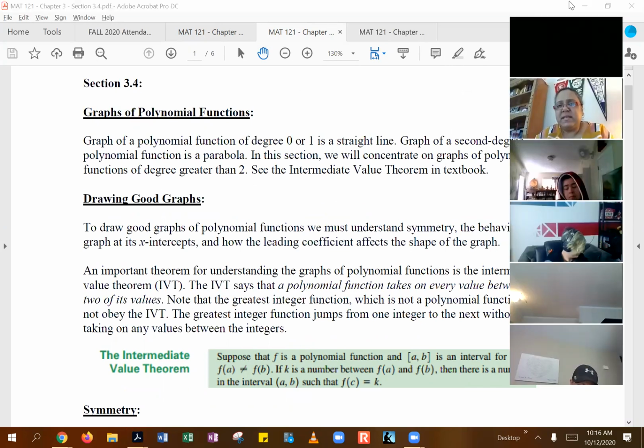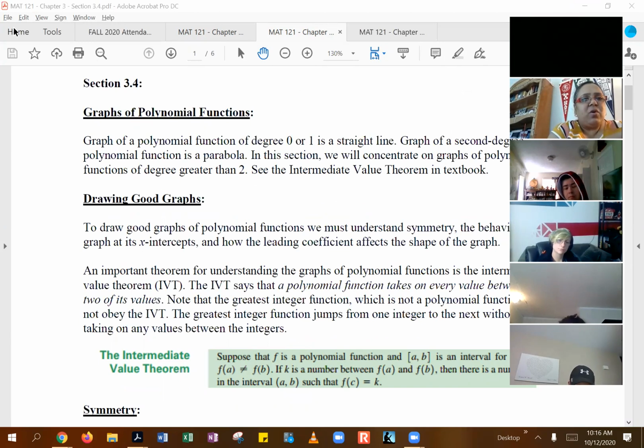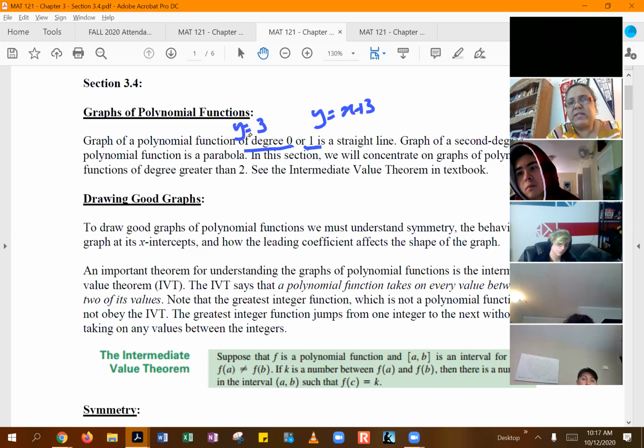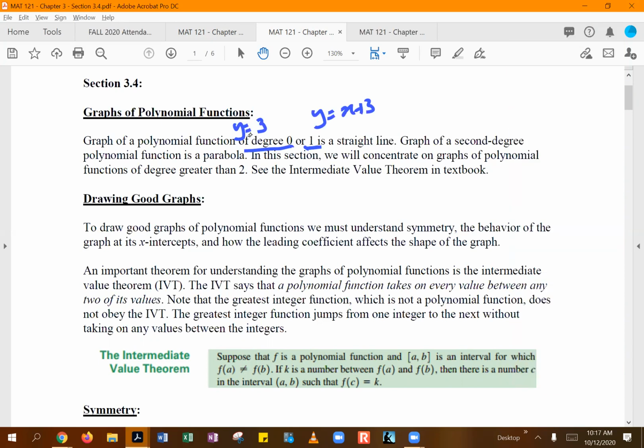polynomial functions that are degree 0 or degree 1 end up giving us a straight line. When we're talking about degree 0, you're actually talking about a horizontal line, because it can be y equals 3, which will be a horizontal line. This is degree 0. When we talk about degree 1, that can be y equals x plus 3, because your x is raised to the first power. Again, it's going to be a straight line. When we're talking about a second degree polynomial, those are, of course, parabolas, because your second degree would be of the form y equals x squared.